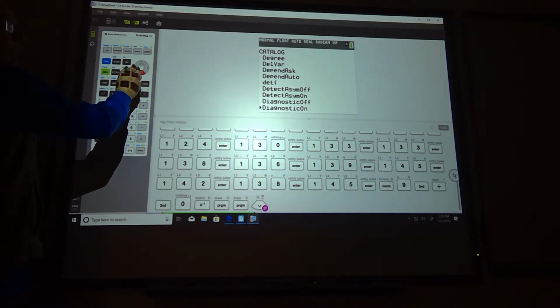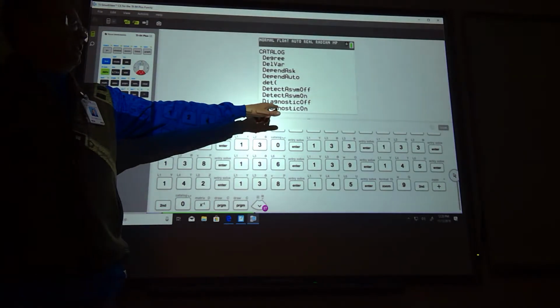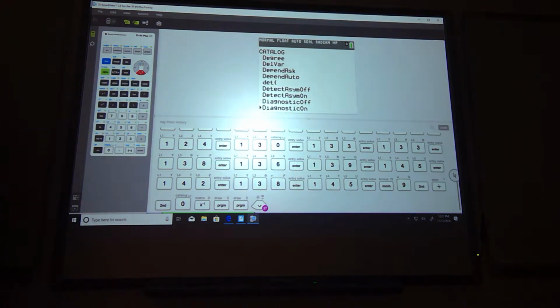All right. You see that? Find the button that says diagnostics on. It's under the second catalog, which is the second of 0. And then go down to diagnostics on. Once you get there, just pause for a second.